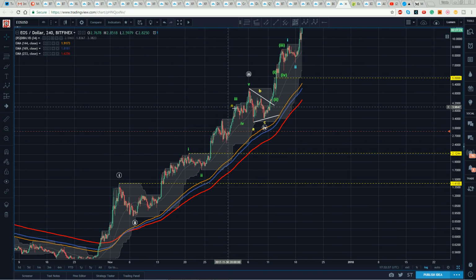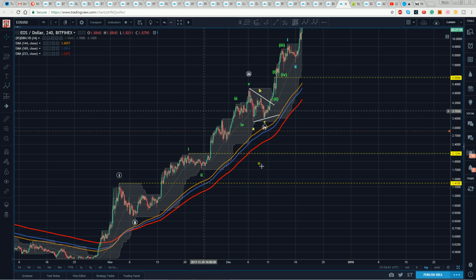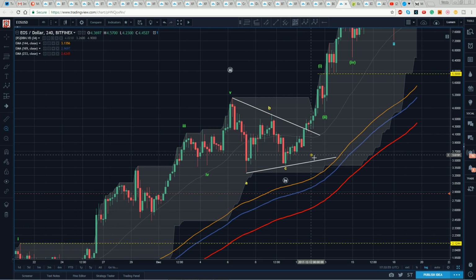So we get our 3, then we have an ABC into a 4 here, a sideways move. So we get a simple correction here, we get complexity here, and finally cap out here for a 5th to top the 3rd. Then we get our very, very common pattern. This is the pattern that we see all over crypto, where we get a truncated C wave. We get a triangle pattern. Here's our A sell-off into our B.